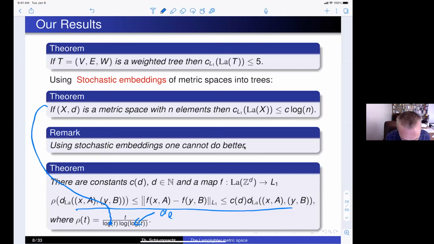What is not known: I told you that using stochastic embedding, you cannot do better than that. But it's not known what the lower estimate is. So it's actually still possible, theoretically, though I don't believe it's true, that the Lamplighter of the grid, it's not known whether this cannot uniformly embed into L1. It's not even known whether the infinite grid could not embed by Lipschitzian L1.